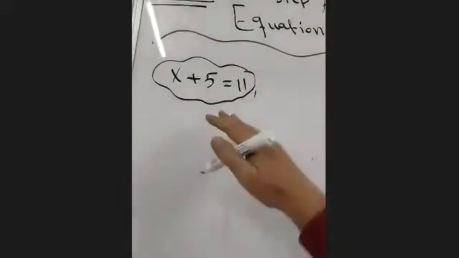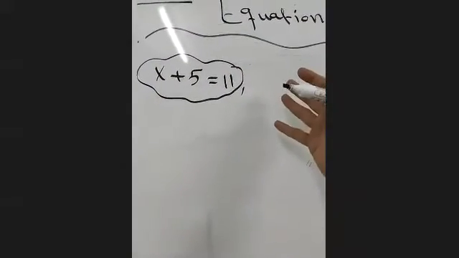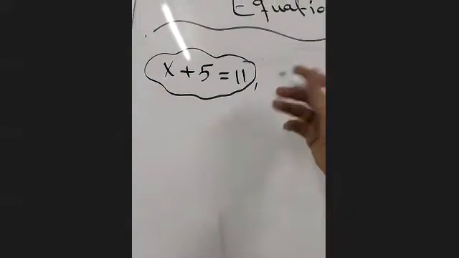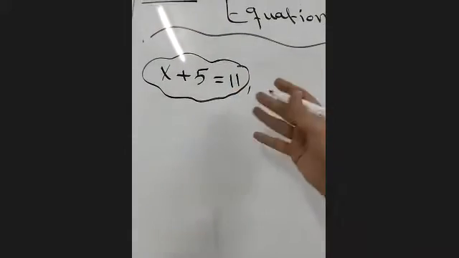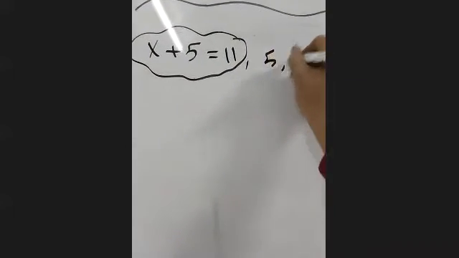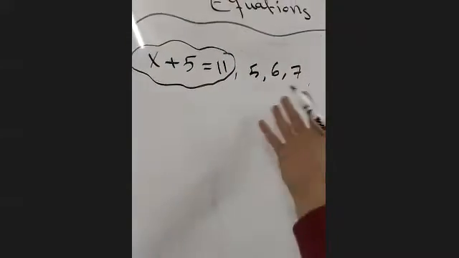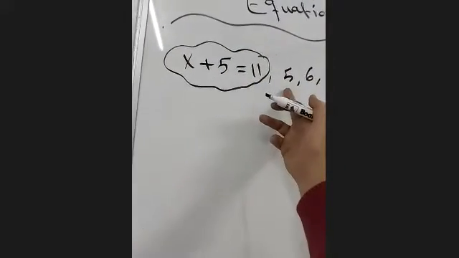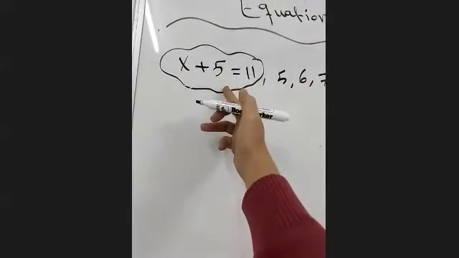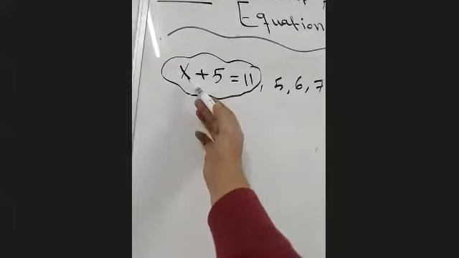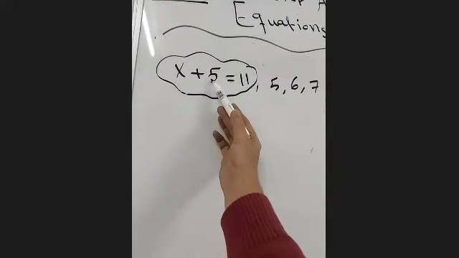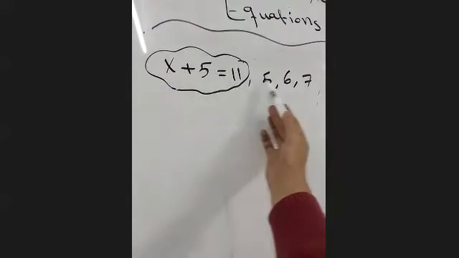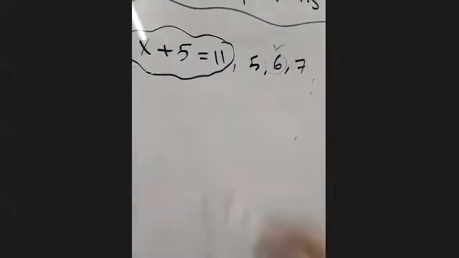Now, beside it, if the question gave you numbers to check whether there are solutions, like 5, like 6, like 7, we check these numbers by substituting x by 5. 5 plus 5 is 10, not 11, so 5 is not a solution. Put 6 here. 6 plus 5 is 11. 11 equals 11, then 6 is the solution.